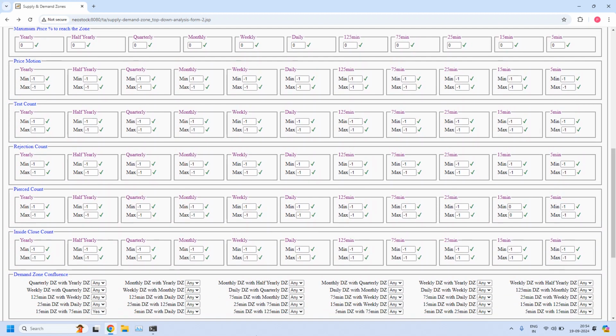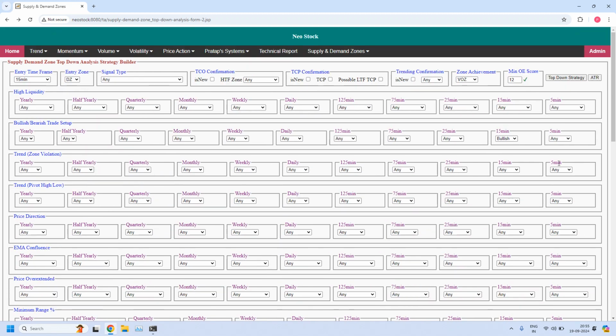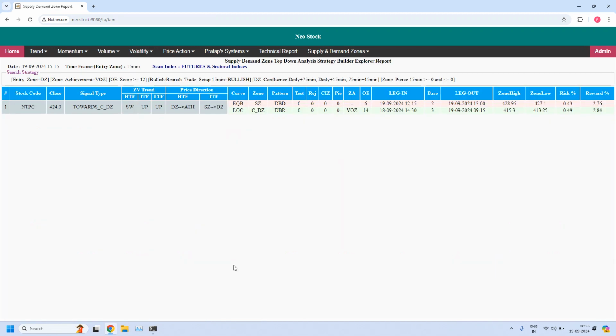So in the demand zone confluence, already we selected 15 minutes demand zone with 75 is enabled. Next, 15 minutes demand zone should also be part of the daily zone, and 75 minutes demand zone should also be part of the daily zone. All the 3 filters are enabled. Let's verify. Only 1 stock is filtered.